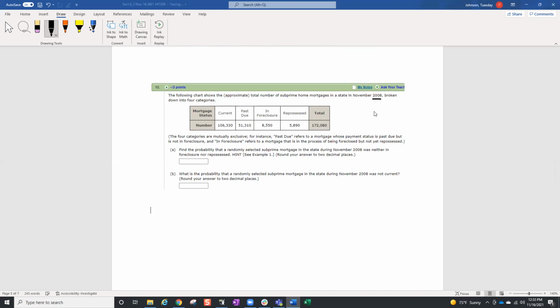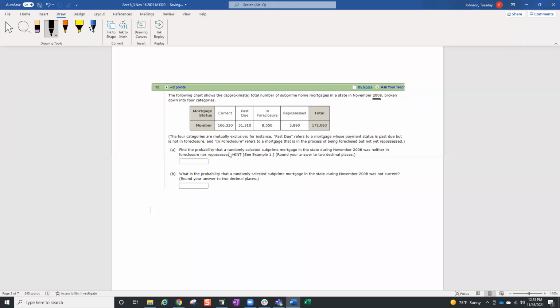Bubble burst. Housing market collapsed. People went into debt and they're still trying to get out of it. The 4 categories are mutually exclusive. So if they are current, they are not in any of these. If they have already been repossessed, they are not considered in foreclosure. They've already processed out of that. So none of them overlap.